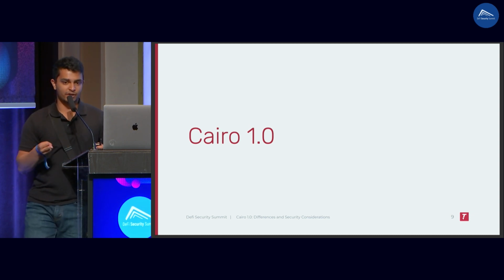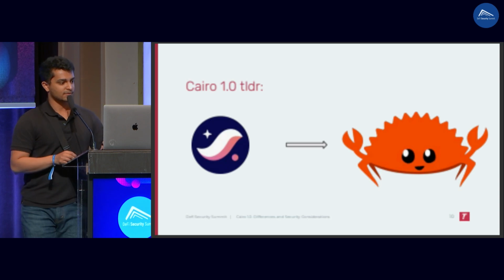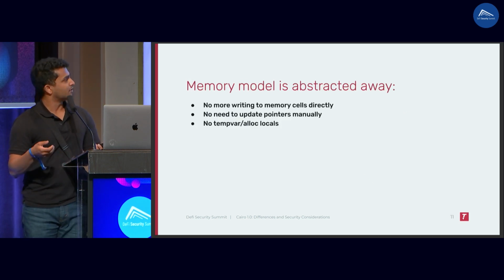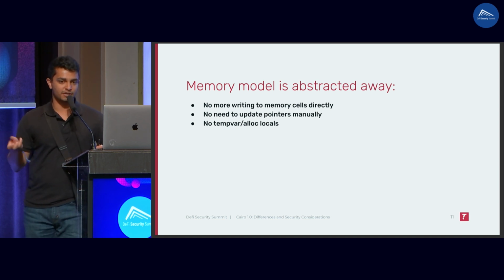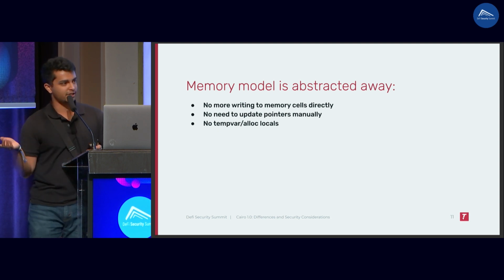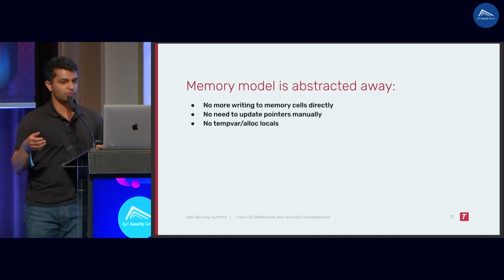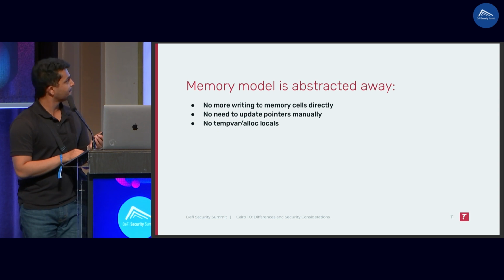So now that we've outlined the hell that is Cairo 0.x, let's move on to Cairo 1.0. The TLDR is basically, now you're just writing Rust. The memory model is completely abstracted away. If you remember, we had to write to the memory cell directly: AP equals something, AP++. None of that anymore, which is super, super nice for every developer. Also, we don't need to update any pointers, and we have nothing like tempvar or alloc_locals, which is probably one of the best improvements in DevX in a long time.